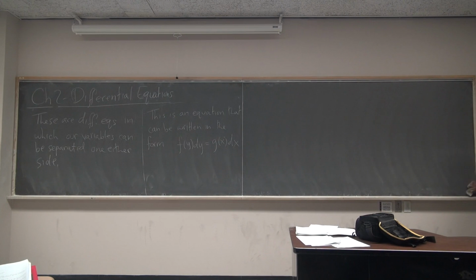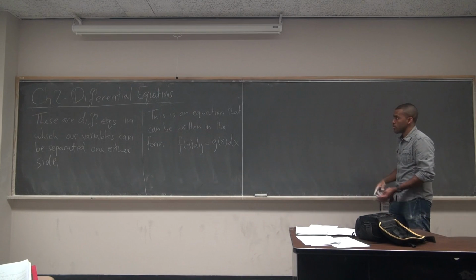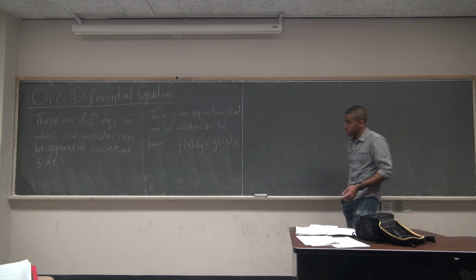Because not everything grows in a linear fashion. Sometimes it grows as a percentage of itself. Like the more things there are, the faster it will grow. The less things there are, the slower it grows.